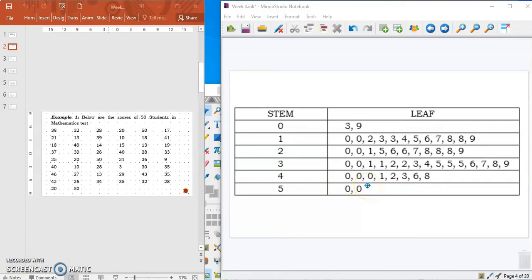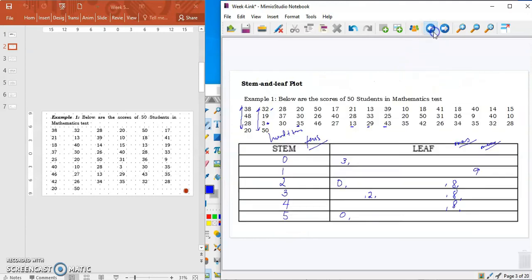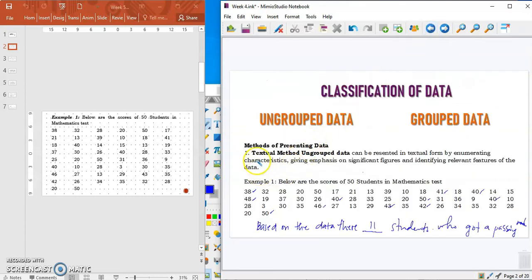So if I'm going to describe this using the textual method, it will be easier for me to say that based on the data, 1, 2, 3, 4, 5, 6, 7, 8, 9, 10 students got 40 and above in the test. Or based on the data, 20 students will undergo a remediation program, things like that. So the stem and leaf is a way for us to be able to describe our data in the textual method for the ungrouped.